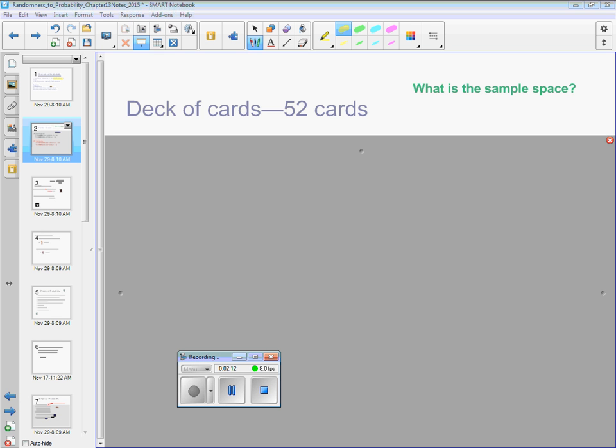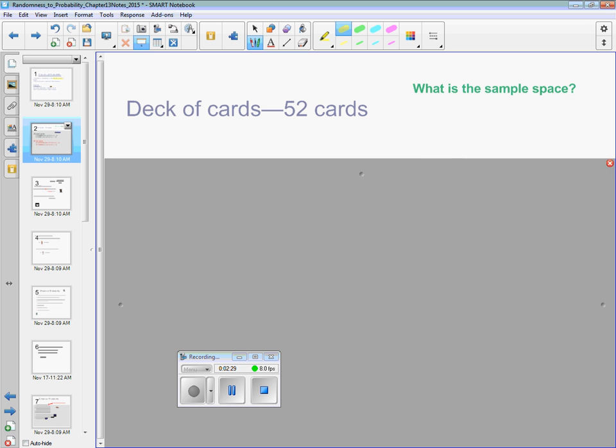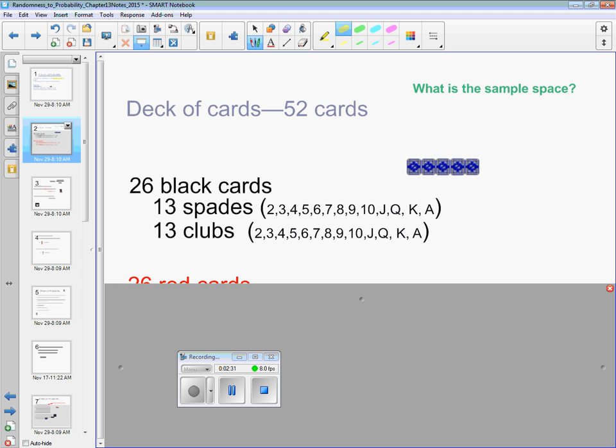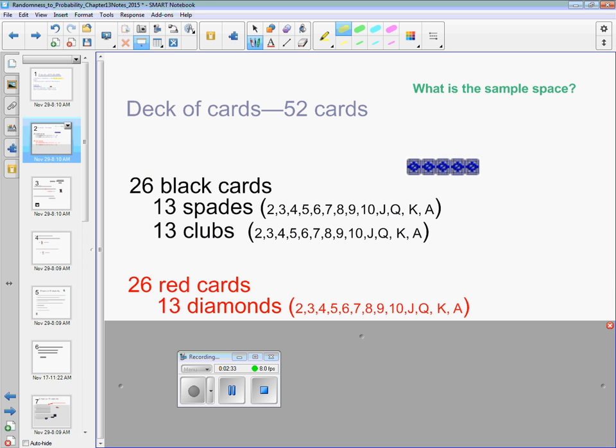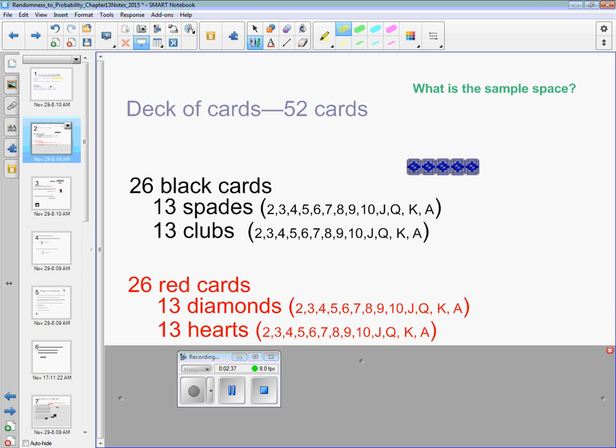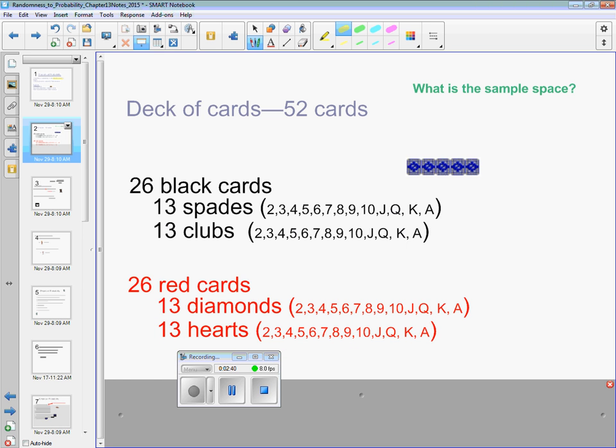Okay, so what is the sample space for a deck of 52 cards? All 52 cards. Aren't they all unique? 3 of hearts, 3 of diamonds, 3 of spades, 3 of clubs. And we can go through every single number, every single suit. And so it's 52 individual cards. Would you agree? Okay. And we talked about this last time. We know that there are 26 black cards, 13 are spades, 13 are clubs. There's 26 red cards, 13 diamonds, and 13 hearts. And so we know that.